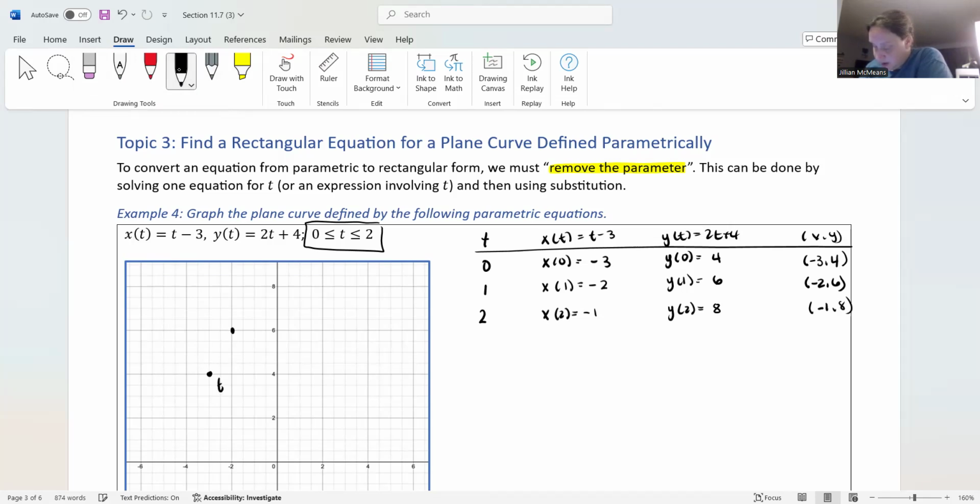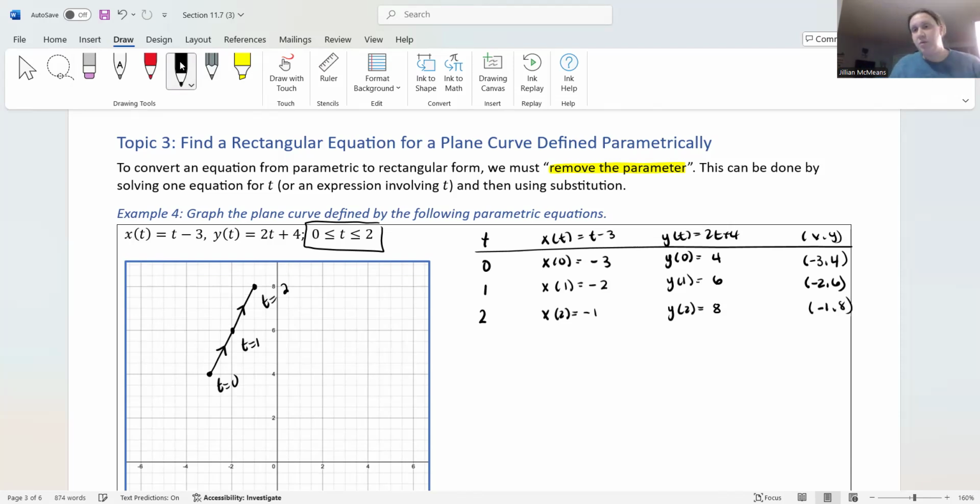So this is t equals 0. t equals 1, and then we get negative 1, 8. So this is t equals 2, don't put a 3. This is t equals 2. So we can see that with successive values for our parameter, we're definitely doing something like this.